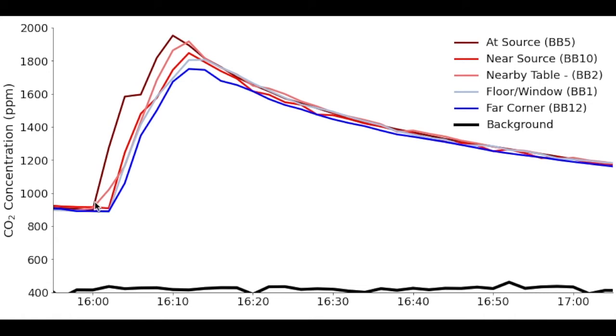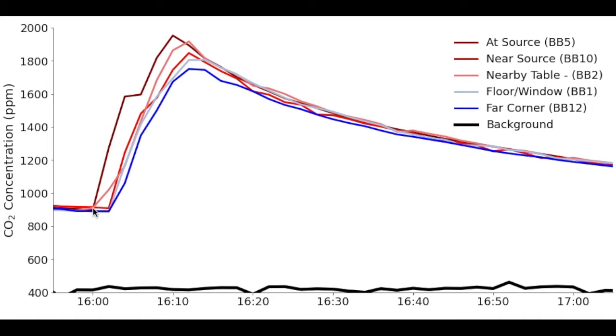All of the beacons, regardless of their distance, right? Remember, dark red is closest, blue is furthest away. They all have a very similar response, but it's actually very nice because you see this lag here, and that's due to the travel time that the CO2 takes to get to each of these beacons. We see the beacon closest to the source responds the quickest because it's going to see that concentration first before any of the other beacons.